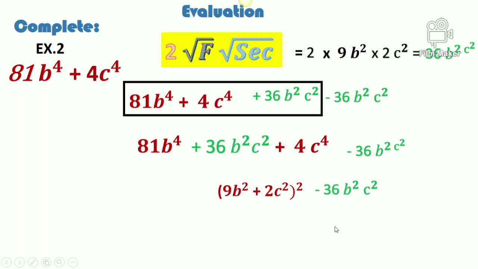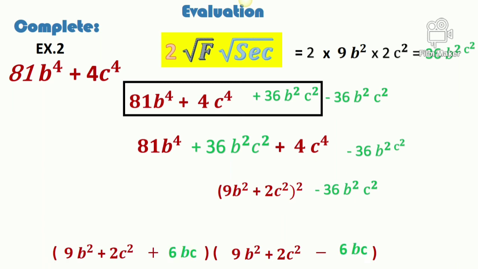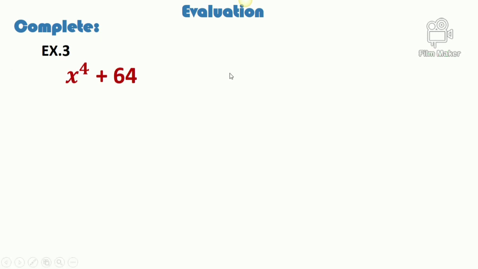The last step is to factorize it as a difference between two perfect squares. Write two big brackets, positive and negative. In the first place, we write this bracket. In the second place, we write the root of this term. The root of 36 will be 6, and the root of p²c² will be cp.